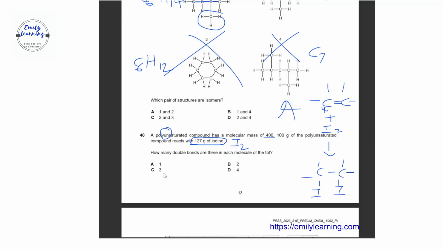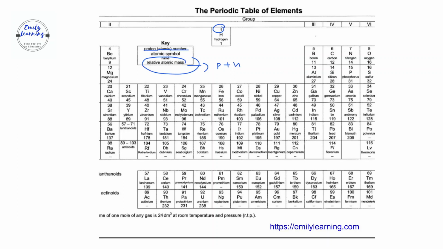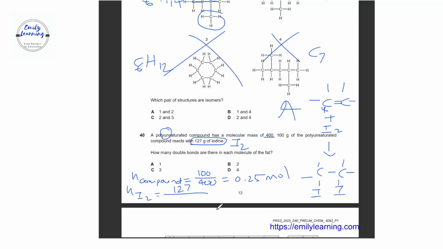So let's look at the number of moles of the compound. The number of moles of the polyunsaturated compound is equal to 100 divided by 400, because we have the mass, which is 100 grams, and we are given its molecular mass, which is 400. So it's 0.25 moles. Next, the number of moles of iodine is equal to 127, the mass, divided by the Mr of iodine. Iodine has an Ar of 127, so I2 will have an Mr of 127 times 2. So it's 0.5 moles of I2.